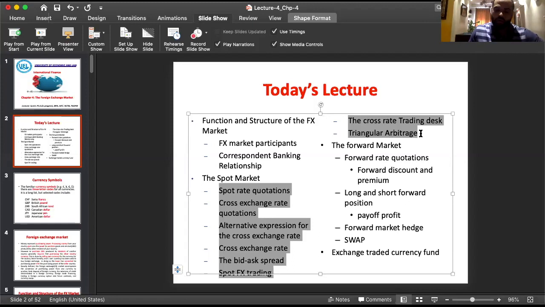For forward markets, normally we will study this market through a diagram or a graph. With the help of a graph, we can easily estimate if we enter into a forward contract, we're going to have a loss or profit in terms of currency investment, right? So let's start with the functions and the structure of foreign exchange.